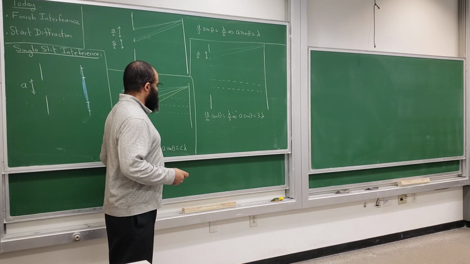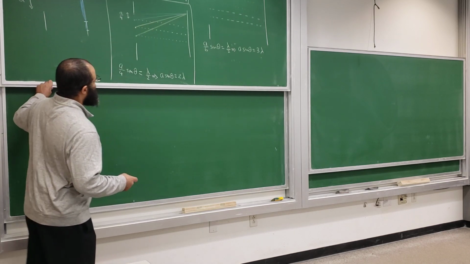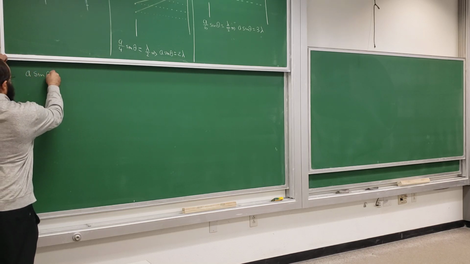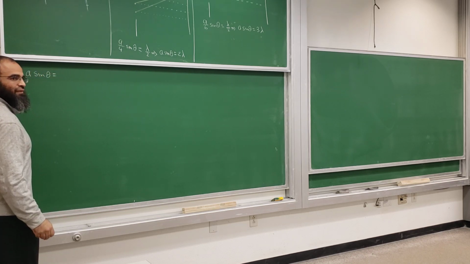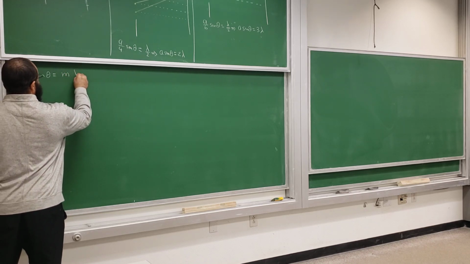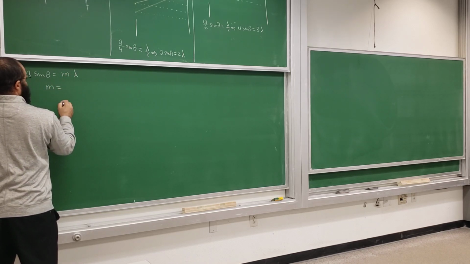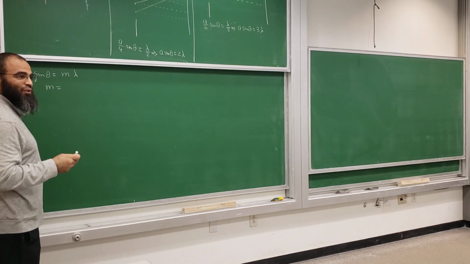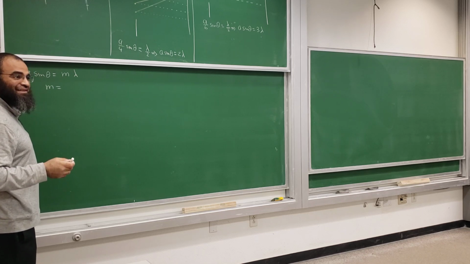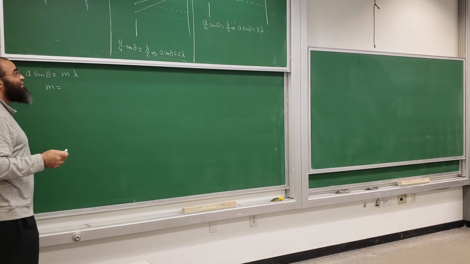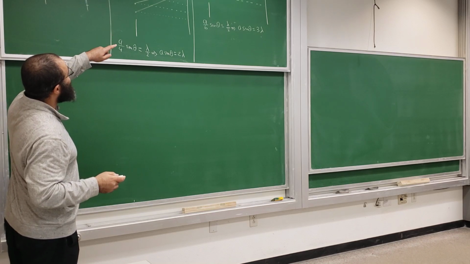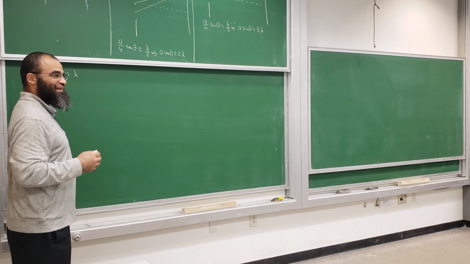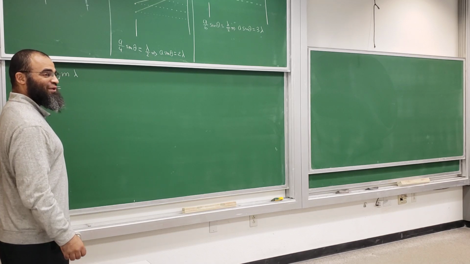So what do we get for the general rule? A sine theta equals to what? M lambda. M lambda. And what is M? What's M? Integer. An integer, which one? Does it include 0? Yes. Would it? If we have 0, that would be constructive. Right? In the middle, it's going to be a bright spot, not going to be dark.